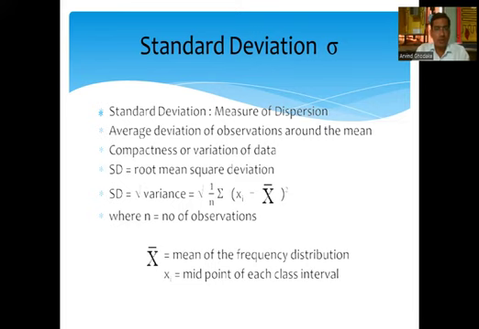It is denoted by sigma. So SD is equal to the square root of variance, that is, the square root of 1 upon n times the sum of (xi minus x bar) squared, where n is the number of observations, x bar is the mean of the frequency distribution, and xi is the midpoint of each class interval. In this way we can calculate the standard deviation sigma.